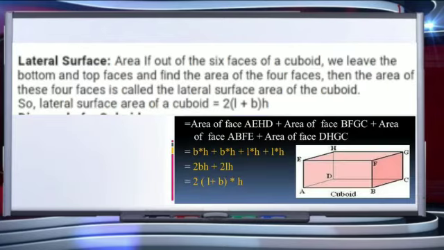Then the lateral surface area of a cuboid. Out of the 6 faces of a cuboid, if we leave the bottom and top faces and find the area of the 4 faces, then the area of these 4 faces is called the lateral surface area of the cuboid. So the lateral surface area of a cuboid is equal to 2 into (length plus breadth) multiplied by height.